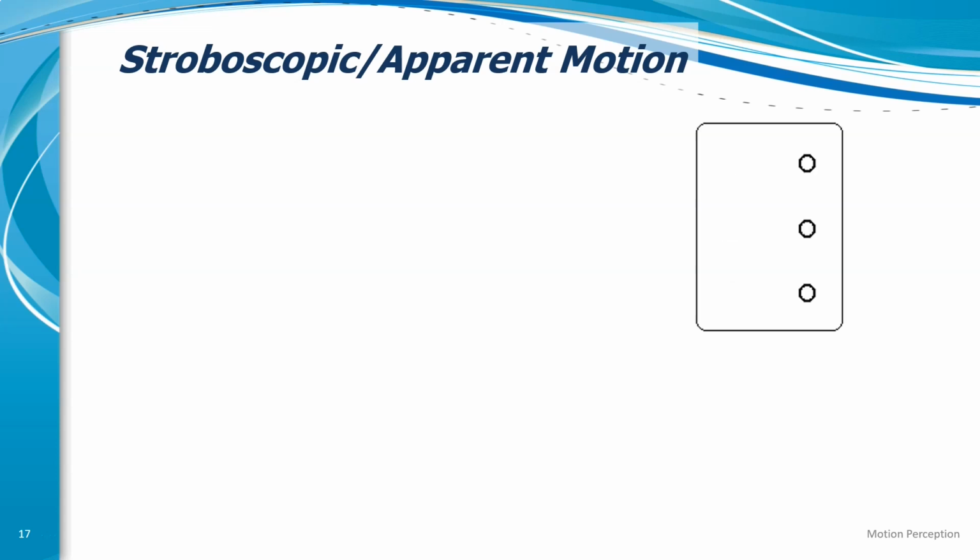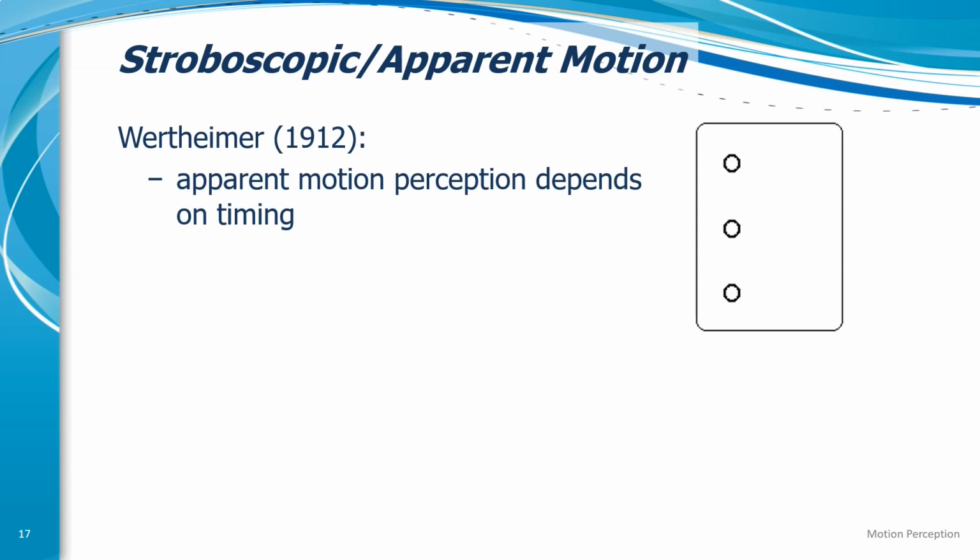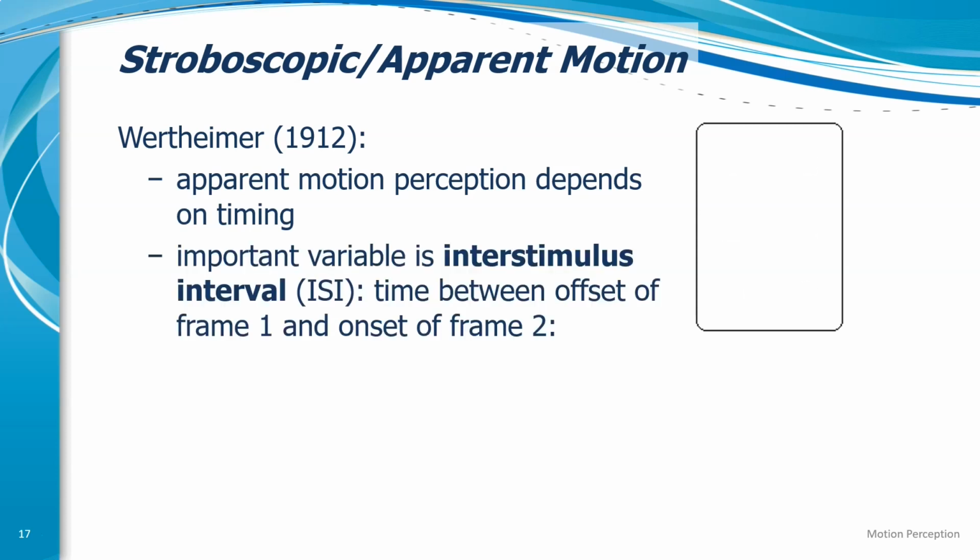And we go way back, over 100 years ago, to a very simple display like this. This is an example of apparent motion. So there are 3 circles on the left, and they seem to be moving to the right. Very simple. And this is the kind of display that Max Wertheimer was interested in. What he concluded in 1912 was that the experience of motion depends on timing. And the specific timing variable is called the interstimulus interval.